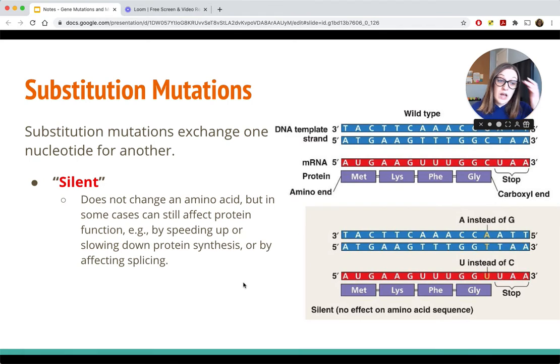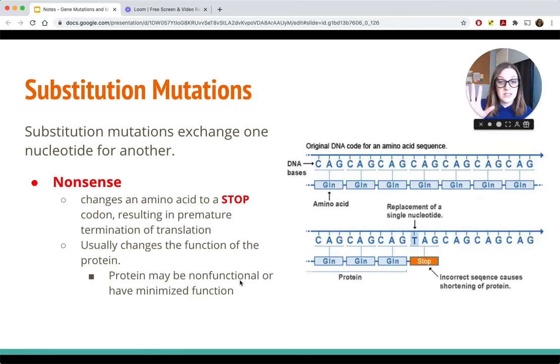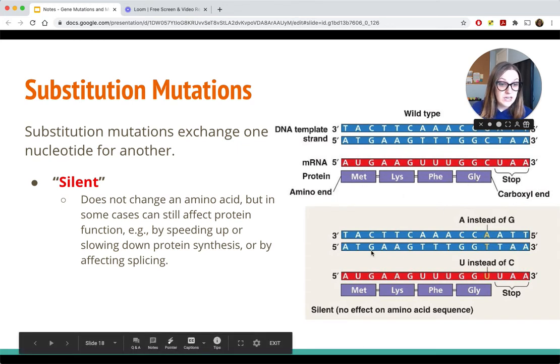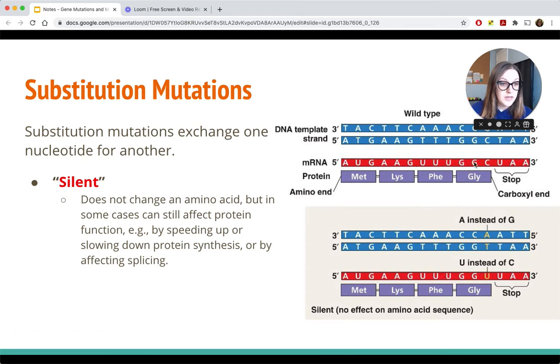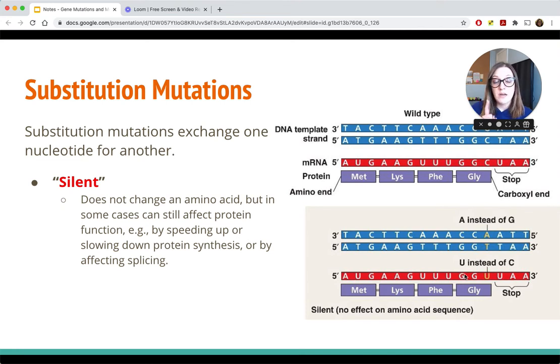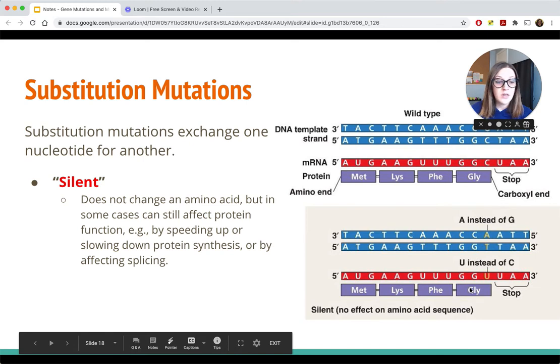And last, this one's really easy too. Similar to no as in stop, silent means that a substitution mutation occurred, but the amino acid that it codes for is still the same as the original sequence. So in this example, we're supposed to have methionine, lysine, phenylalanine, and glycine: Met, Lys, Phe, Gly. And here we can see that we have AUG, AAG, that's the same, UUU, oh, here's our mutation, GGC has been changed to GGU. Now, remember your codon chart. Remember that every amino acid has multiple codons that may code for it. So sometimes a substitution mutation will still produce the same amino acid.